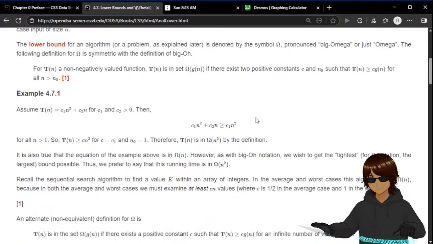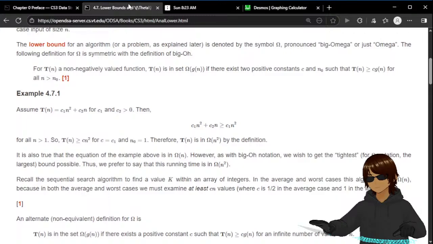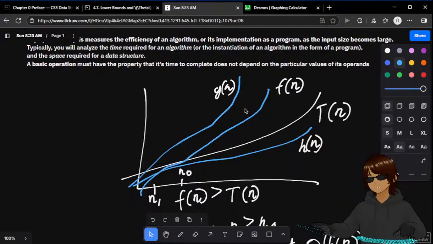So we have big O and we have big omega. For Tn, a non-negatively valued function, Tn is in the set omega(Gn) if there exist two positive constants c and n naught such that the algorithm will be bigger than c times Gn for all n greater than or equal to n naught. Okay, so this over here is the omega for this. So that's the opposite case.